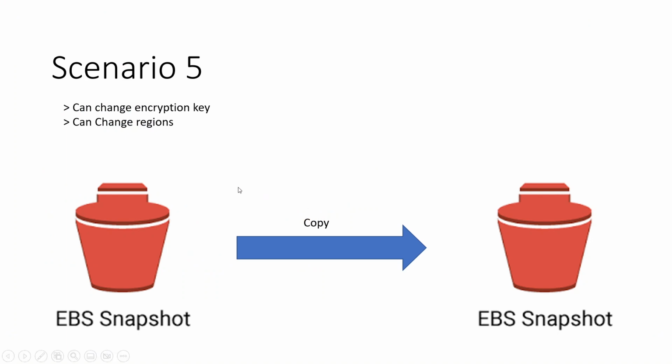So in this scenario, we have an EBS snapshot, okay, which is encrypted, and then we are using the copy function to create an EBS snapshot out of it. So while copying, you are allowed to change the encryption key. You can also change the regions. So I'll head over to the AWS Management Console and I'll show you the steps involved in creating this.